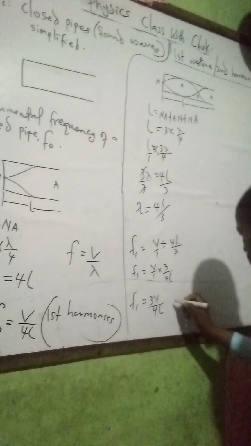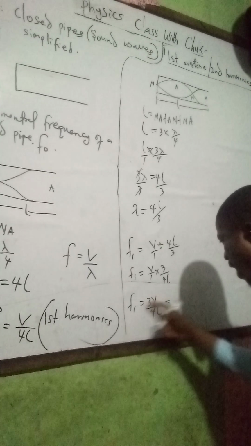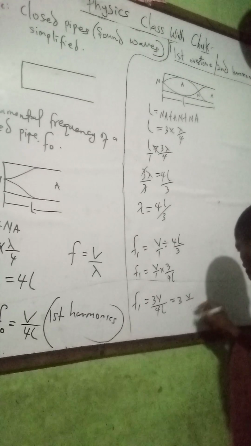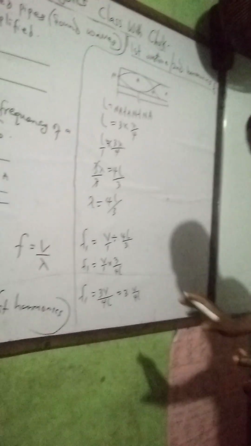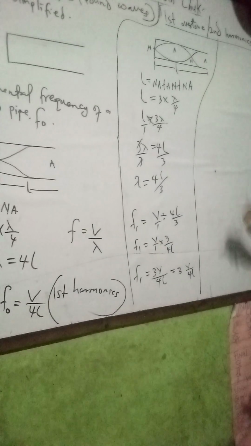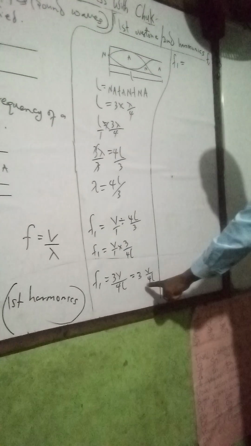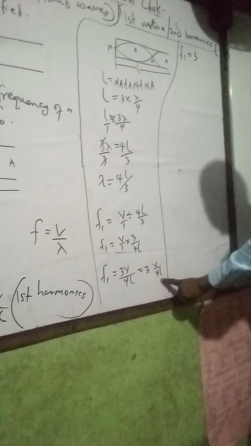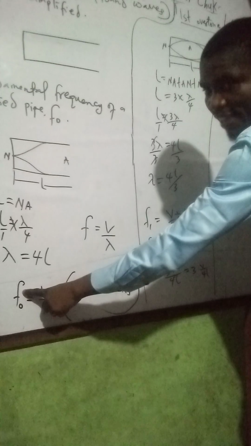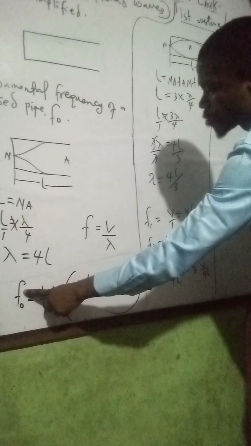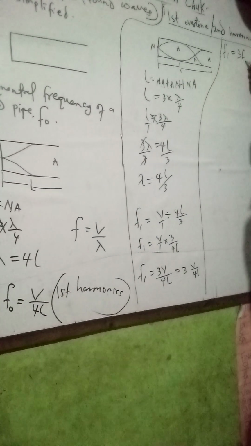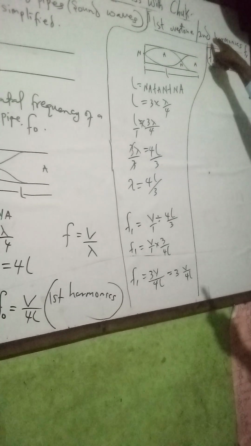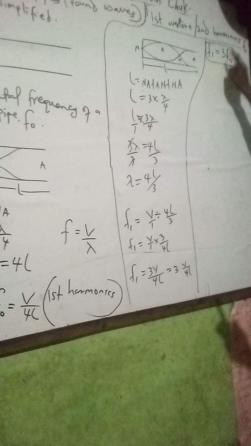And of course, you see that this can be written as bring this 3 out small, then V over 4L. I hope you know I have not changed anything. Yes, you have not changed anything. My F1 will be equal to 3 times V over 4L. Look up here, that is F0, which is the fundamental frequency of a closed pipe. Please, this is the formula for first overtone or second harmonics.